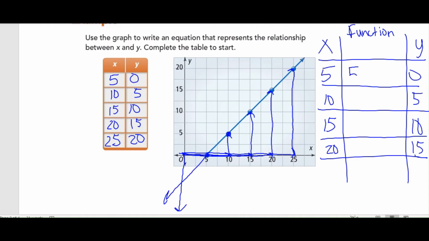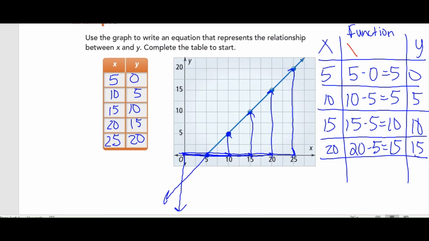5 minus 0 is equal to 5. 10 minus 5 is equal to 5. 15 minus 5 is equal to 10. And 20 minus 5, I want to keep the same relationship, 20 minus 5 is equal to 15. So if I look here, instead of writing 5, 10, 15, and 20, these are my x values. Oh, this is supposed to be 5, and this is supposed to be 0.